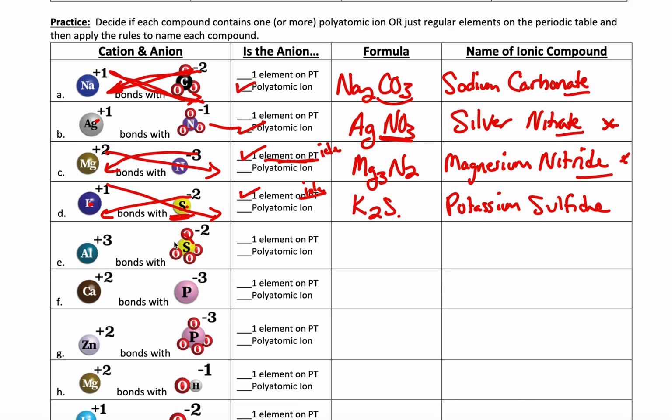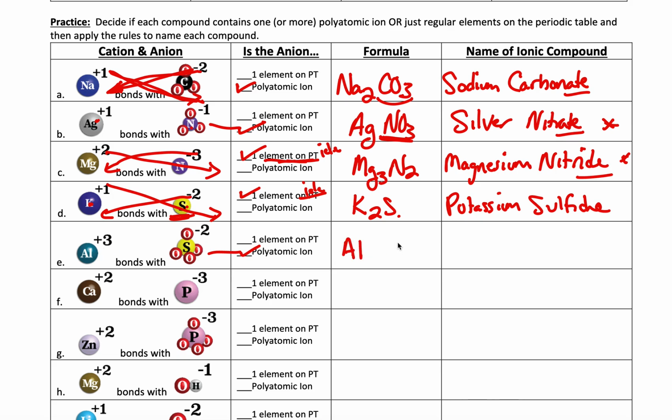Aluminum is hooking up with this big crazy thing. This big crazy thing, 1 sulfur hanging out with 4 oxygens, is not sulfide, but it's sulfate. So aluminum is trying to hook up with sulfate. This is a polyatomic ion. We've got to think about what we do here. So watch how this one plays out. This is a complicated one. The aluminum and the sulfate are my 2 ions. I'm going to write them down.